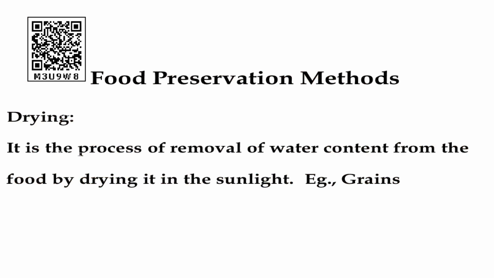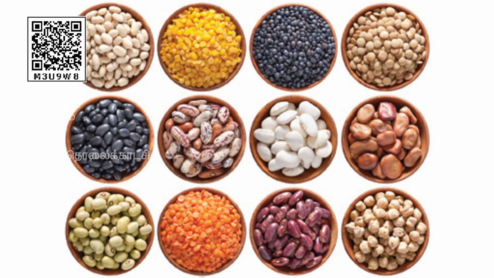If you want to remove the water content from the food, we need to follow the process of drying. If you expose the food items to the sunlight, you can remove the water from the food. For example, grains. You all see your mother expose grains, pulses, etc. to the sunlight. Why? To remove the water from the food items.